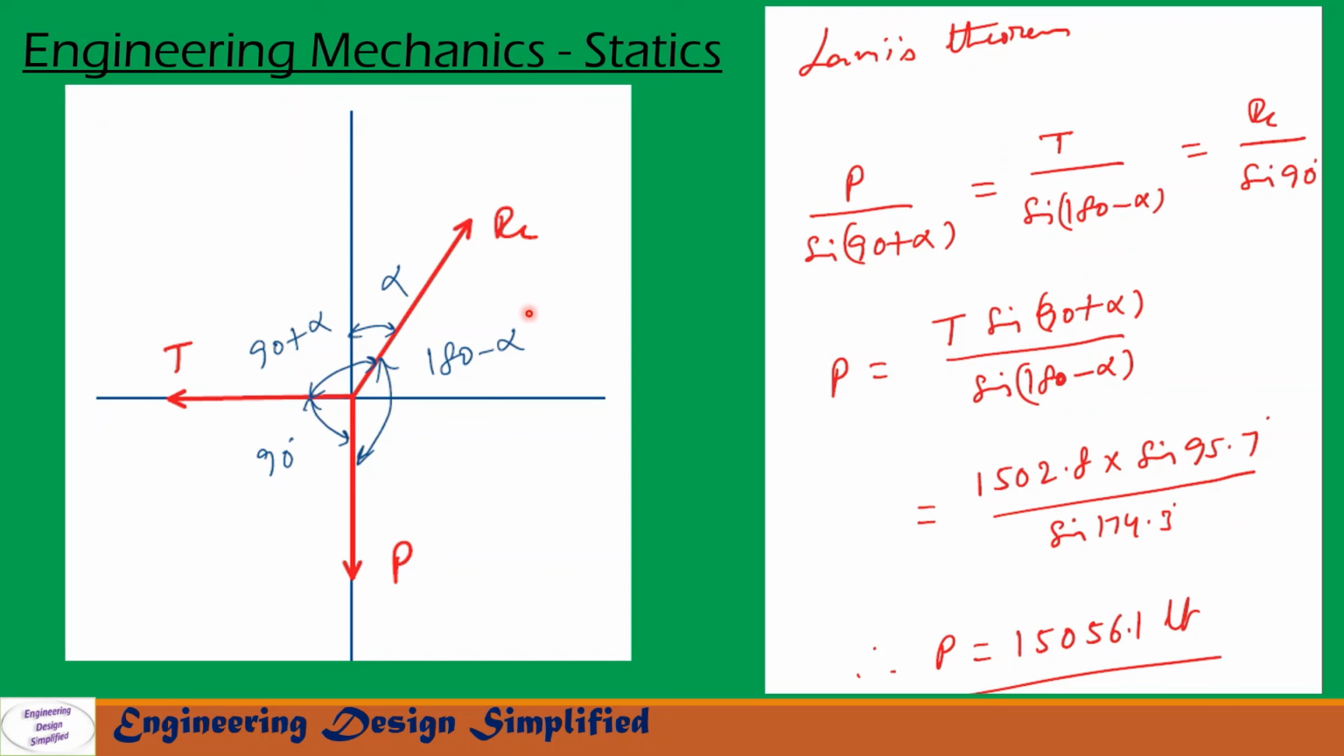Again let us write Lami's theorem for this system of forces. Lami's theorem is P by sine 90 plus alpha equal to T by sine 180 minus alpha, that is also equal to Rc by sine 90. So that is written here. From the first and second terms we get P equal to T sine 90 plus alpha by sine 180 minus alpha. In the problem, given alpha equal to beta equal to 0.1 radians, that is converted to degrees, which will become 5.7 degrees. So after simplification we get P equal to 15056.1 lb.